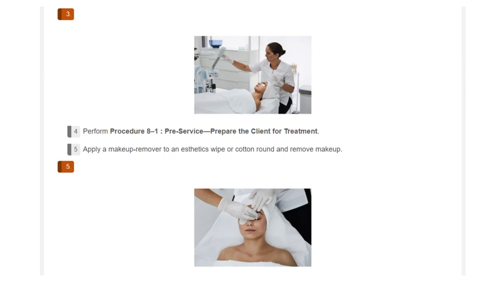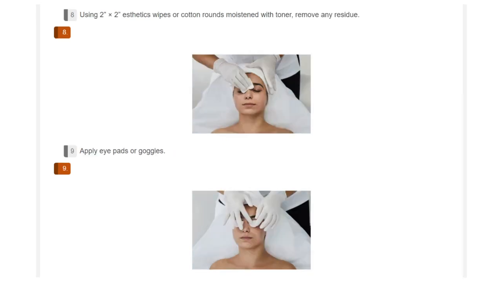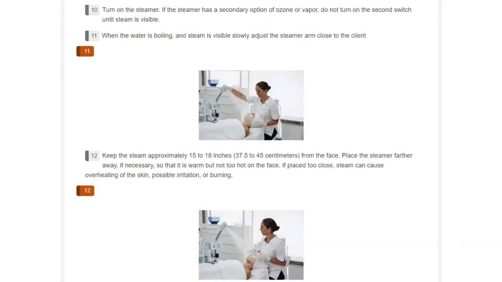5. Apply a makeup remover to an aesthetics wipe or cotton round and remove makeup. 6. Apply facial cleanser and massage into the skin. 7. Remove the cleanser from the skin. 8. Using 2-inch by 2-inch aesthetics wipes or cotton rounds moistened with toner, remove any residue. 9. Apply eye pads or goggles. 10. Turn on the steamer.